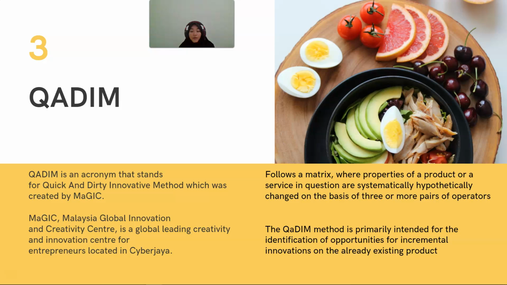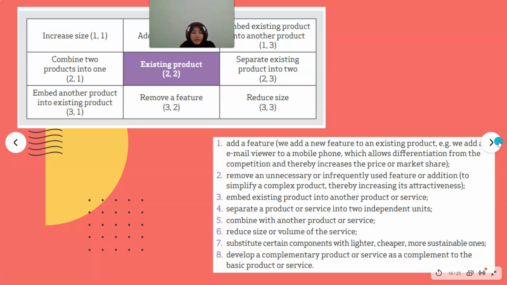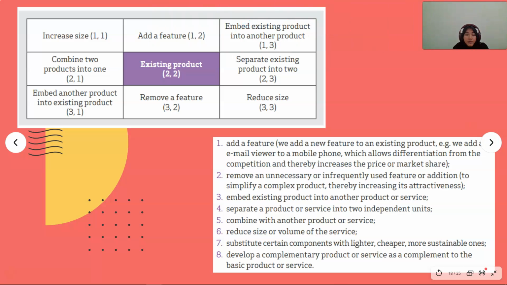So we have the matrix, and I will show you the matrix. It is intended to identify opportunities for incremental innovation that already exist. So actually QUIDEM is suitable for you to improve your existing ideas. Now, before we look at the example, we look at the framework that we have. We have 8 components.